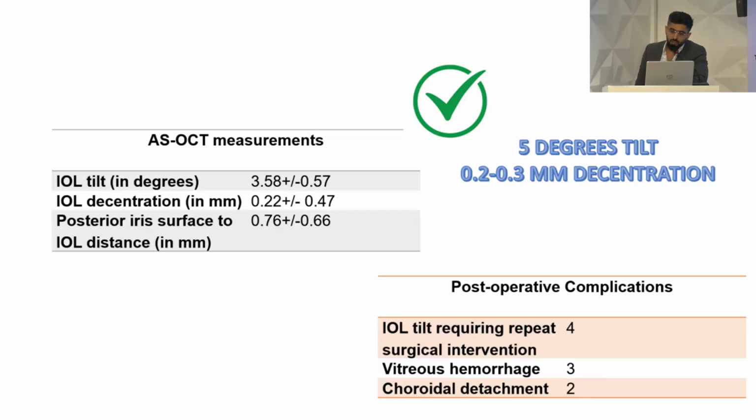Coming on to the post-operative complications, about 4 patients had an IOL tilt immediately during the post-operative period and they required a repeat surgical intervention. 3 patients had vitreous hemorrhage which resolved within a period of 1 month. And 2 patients had choroidal detachment which again resolved within 2 weeks with the use of oral steroids.